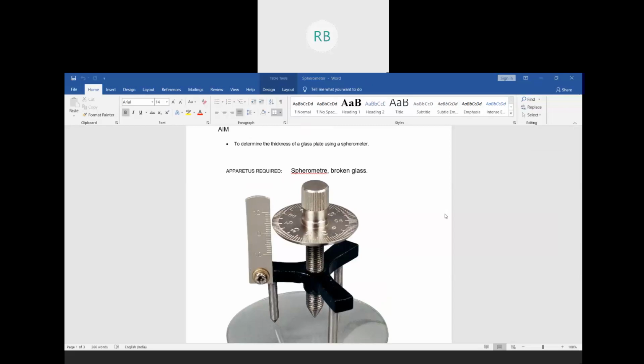Now what we have to do, we have to rotate the screw head in clockwise direction. It will move downward. When the pinpoint, this one my cursor is showing, will touch the broken glass, then we have to see the reading here. How to see? We have to see the pitch scale collinear with which division of the circular scale. Do you understand? Can all of you understand? Reply somebody.